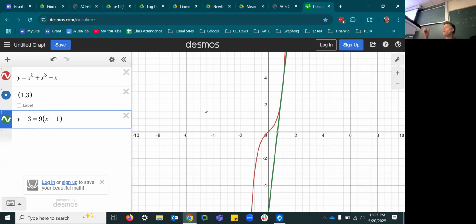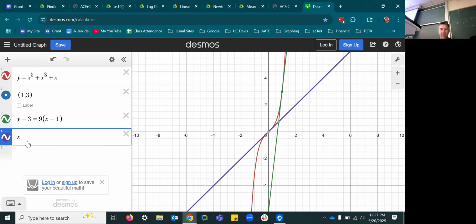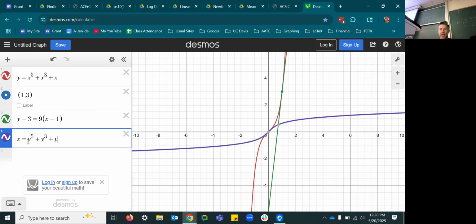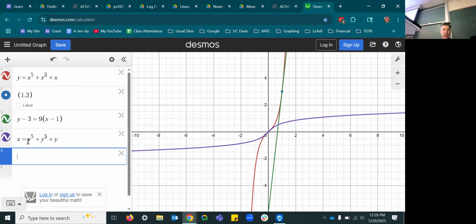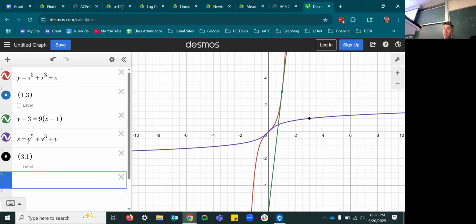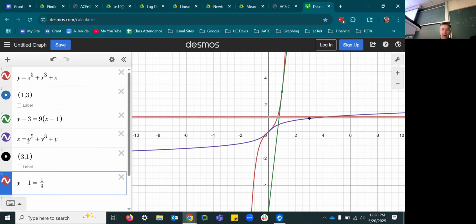And now we can find the inverse function. Literally, we don't have to actually find the inverse function. We can just graph it by switching x and y. So I'm going to graph x equals y to the 5th plus y cubed plus y. That's kind of cool. It just gives us the inverse function just like that. And then we can see that at the point 3 comma 1, the tangent line has a slope of 1 over 9. We get y minus 1 equal to 1/9 times x minus 3.